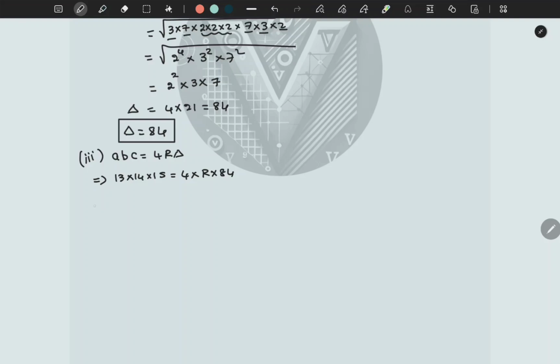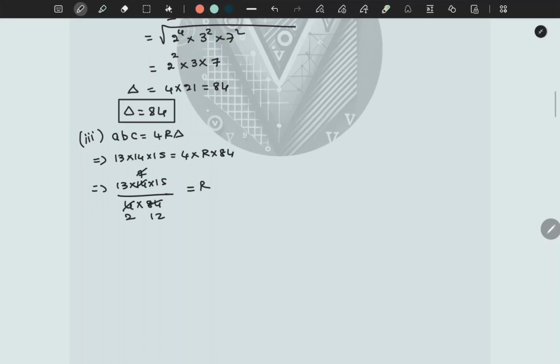So how do we simplify it? 13 into 14 into 15 divided by 4 into 84 is R. So 2 times 2, 2 times 7, 7 times 12 is 84. And 3 times 5 and 3 times 4, so we ultimately get R as 13 into 5 is 65, over 2 into 4 is 8. I think this is what we have to prove.